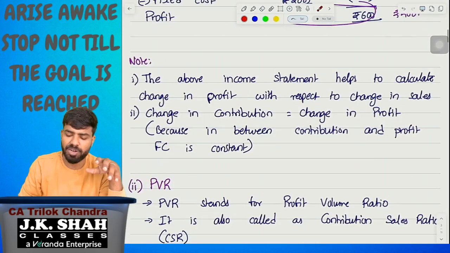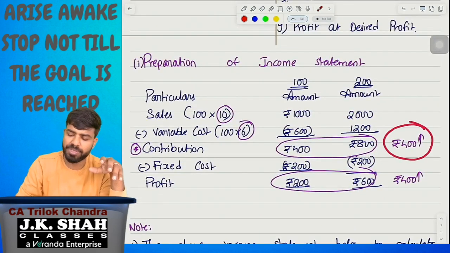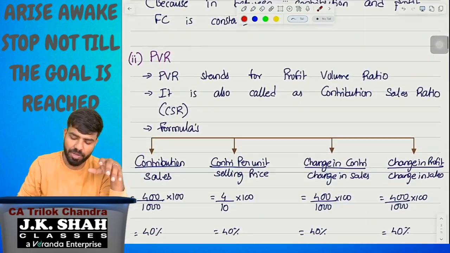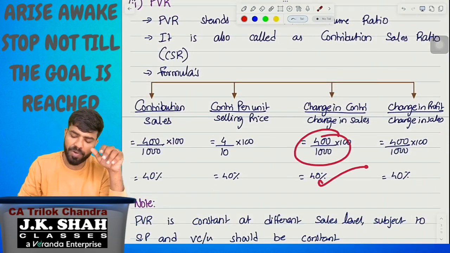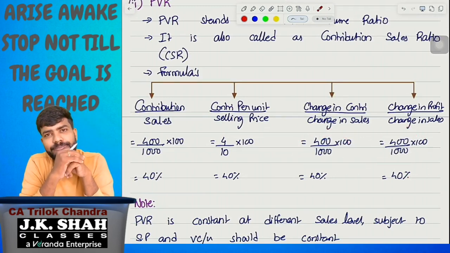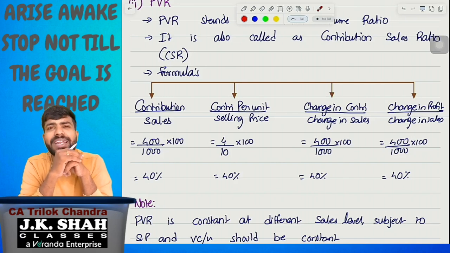When it comes to change in contribution, look here. What is the change in contribution? 400 rupees. What is the change in sales? 1000. So 400 divided by 1000 into 100, 40%. Same way, change in profit divided by change in sales into 100, 400 divided by 1000 into 100, 40%. Have you understood this? So these are the ratios. These are the different formulas to calculate the PV ratio.